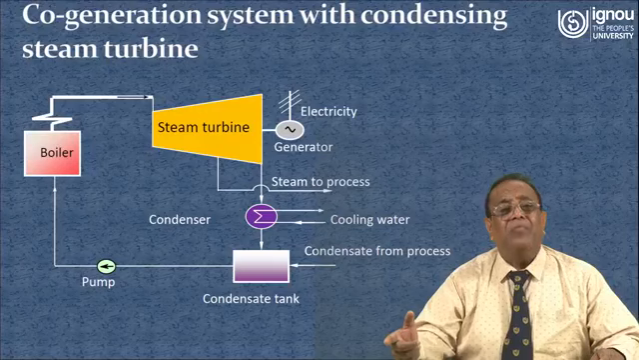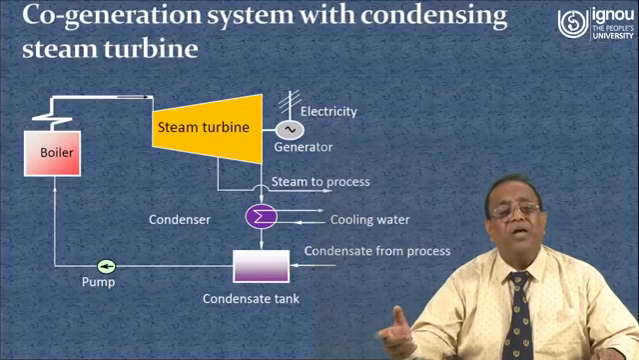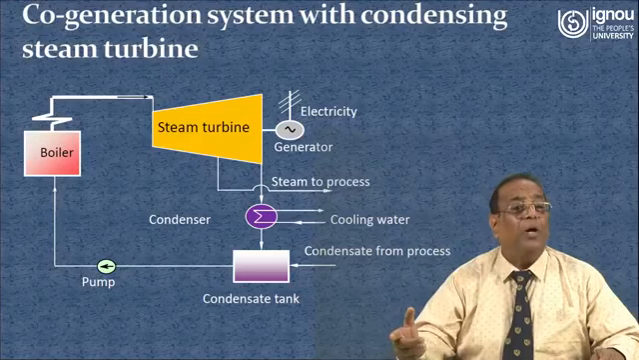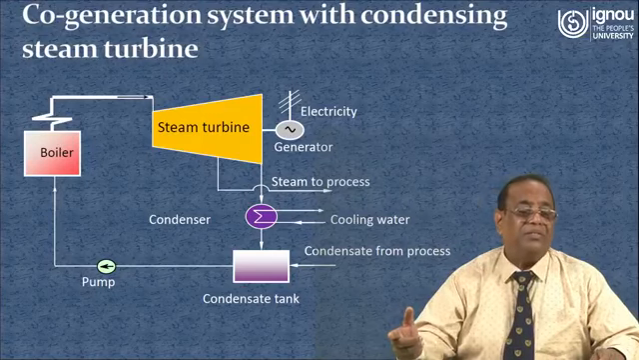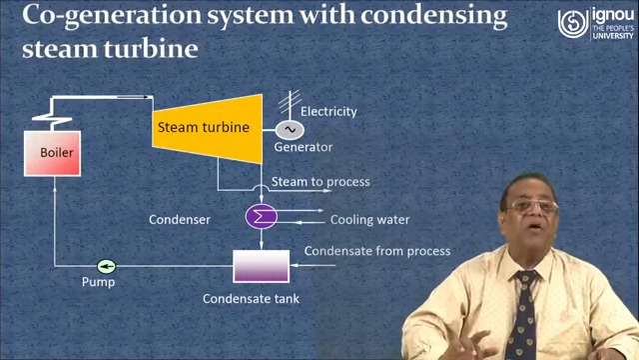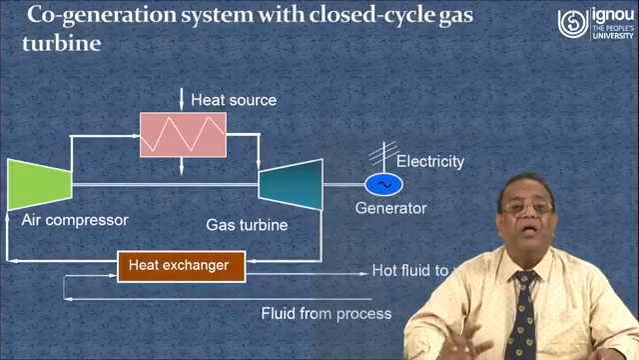But the steam which is sent to the process heater gives the heat for heating purpose for any process industries. After that, it is also condensed and sent back to the condensate tank, and the pump after that sends the water to the boiler, thereby completing the process. So, this is the process for cogeneration system.